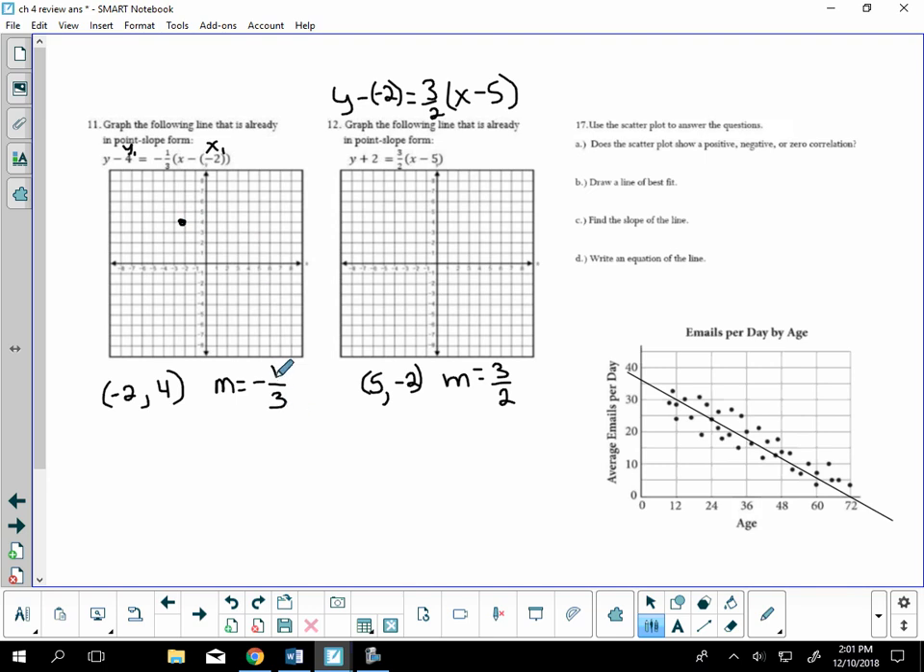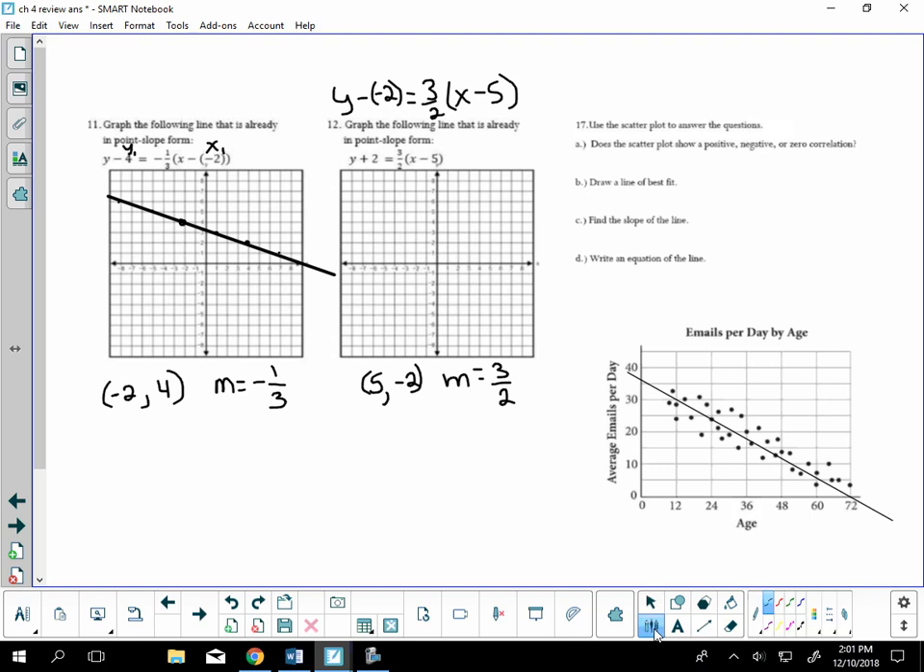And then my slope is -1/3. So from that point, I'm going to go down 1, right 3. I can do that a couple times. Down 1, right 3. Down 1, right 3. If I wanted to, I could go up 1, left 3. Let's go ahead and draw our line through those points, and that's what it should look like.